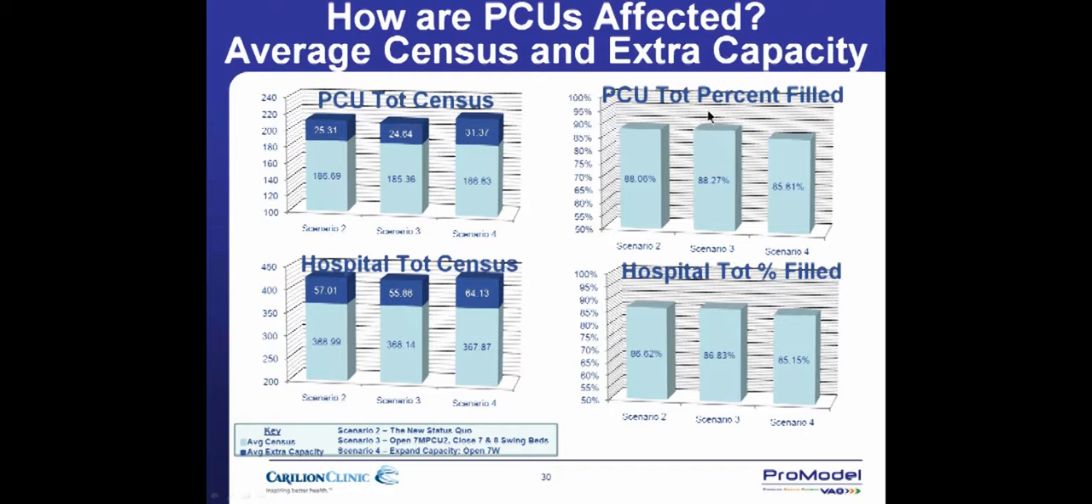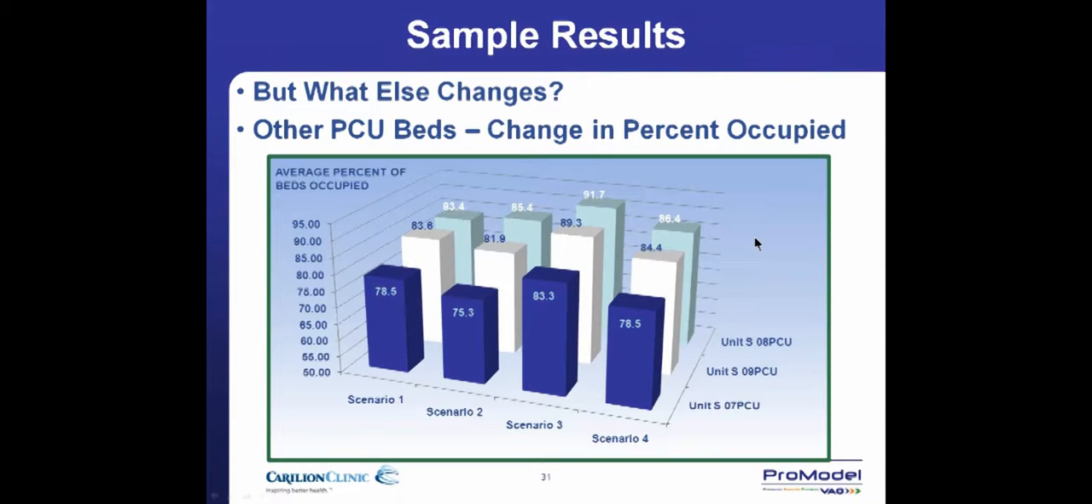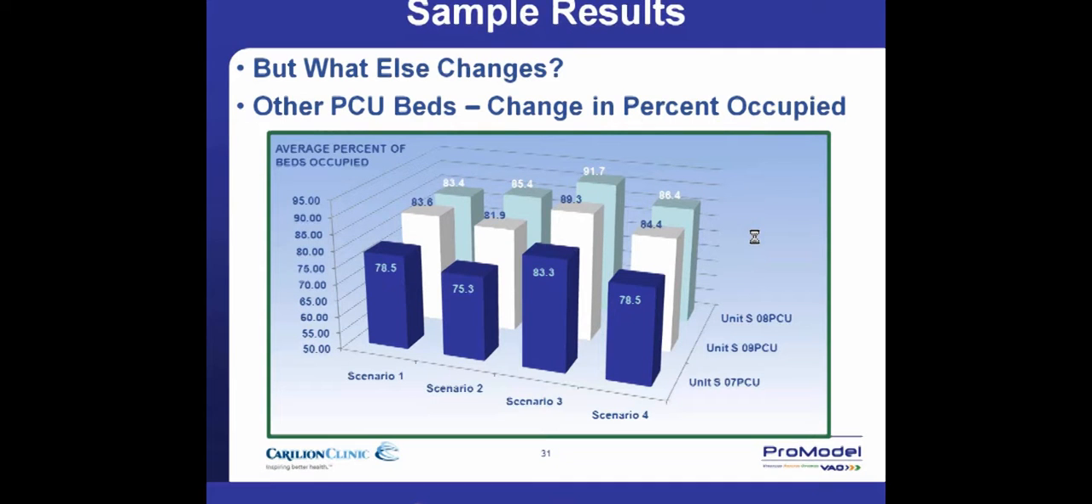Over here on this side, you've got the same PCU units, but now you're looking at percent filled. Hospital overall, if we want to look at those numbers, we can see how those numbers vary across at least scenarios 2, 3, and 4. Just one more way to look at the data. This is on some separate scenarios, not the ones I mentioned beforehand, but if I put those graphs in 3D, it tells another story of percent beds filled across different scenarios.